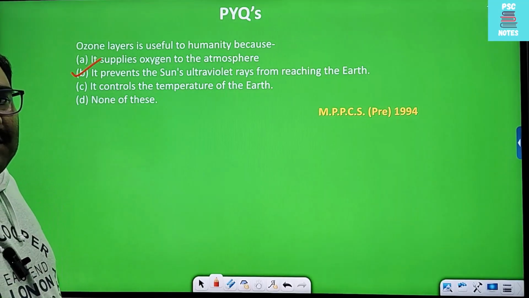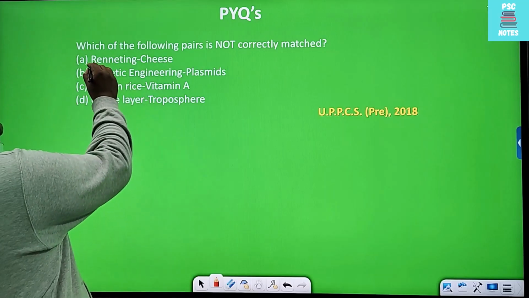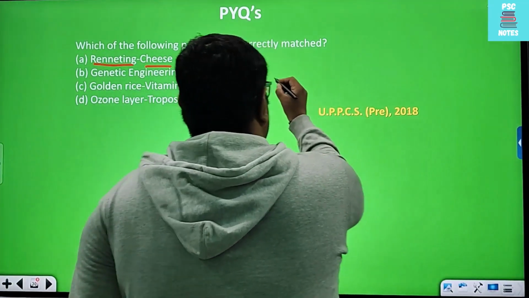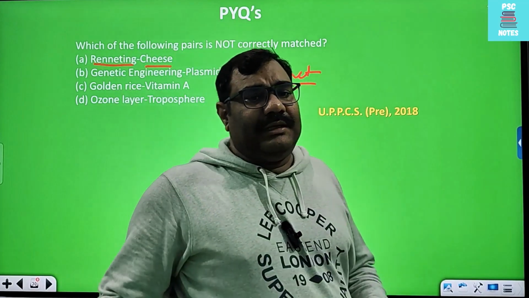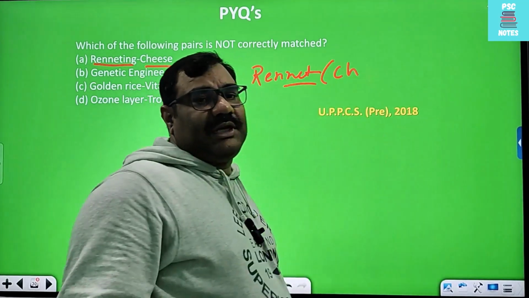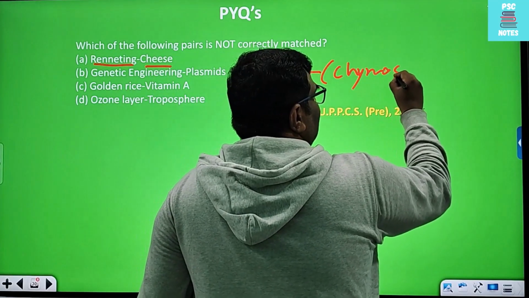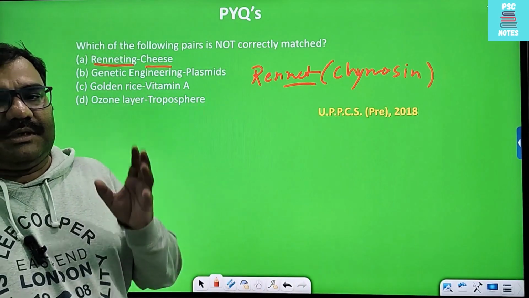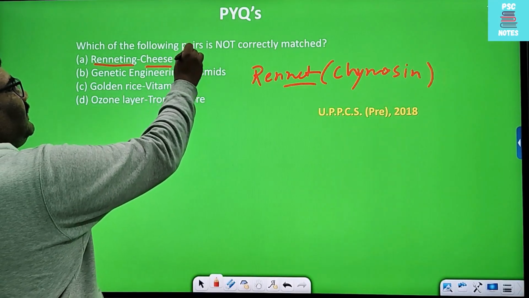Now coming to the next question: which of the following pairs is not correctly matched? Renneting of cheese. Renneting is a process of adding rennet, which is an enzyme. Which enzyme? Chymosin. Chymosin in the milk converts it into curd, which is then processed into cheese. So renneting is a cheese formation process.